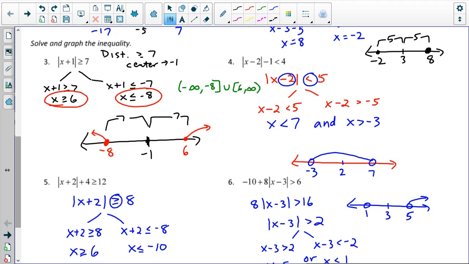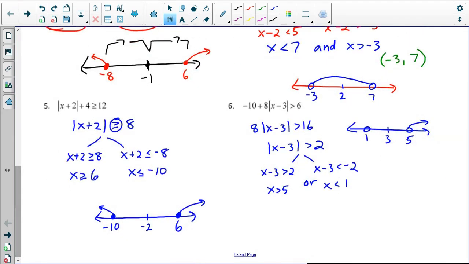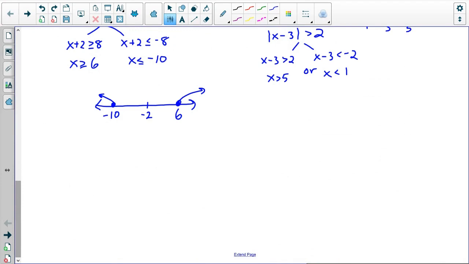Anytime there's a filled in circle, it's a bracket, and anytime it's an open circle, it's a parentheses, and infinity always gets a parentheses. So problem 4, -3 to 7. Notice they were open circles. Number 5, I would have, I'm sorry, -infinity to -10. Sorry, that's a bracket. -infinity to -10.